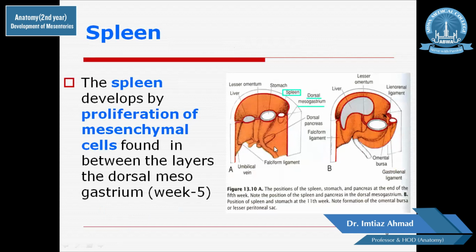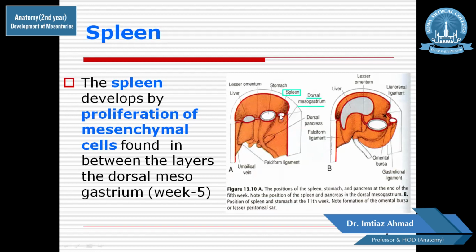Now, this is another view. Here is the longitudinal section, and over here is the transverse section. Half transverse section you see. In the center is the stomach. Here it is the lesser omentum. It is the developing liver. And here it is the falciform ligament. And here it is the dorsal mesogastrium, attaching the stomach by the dorsal mesogastrium to the posterior abdominal wall.